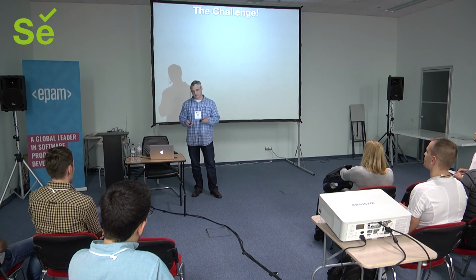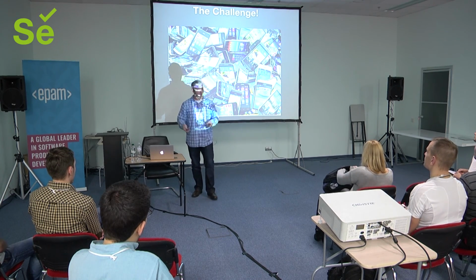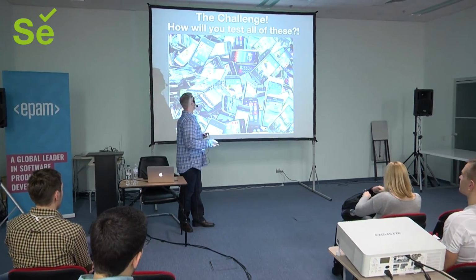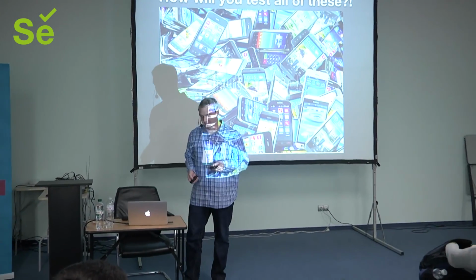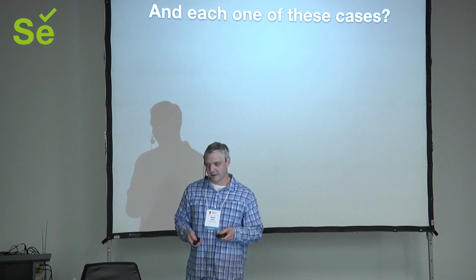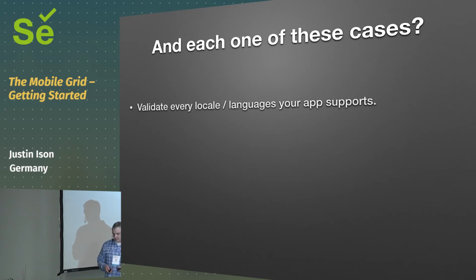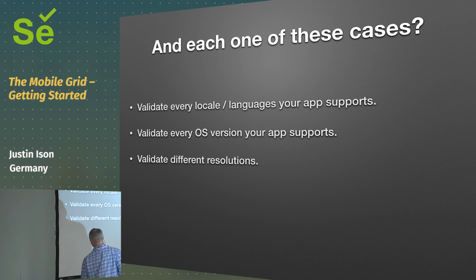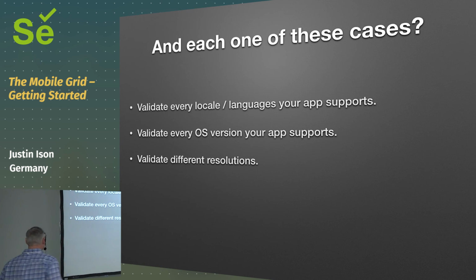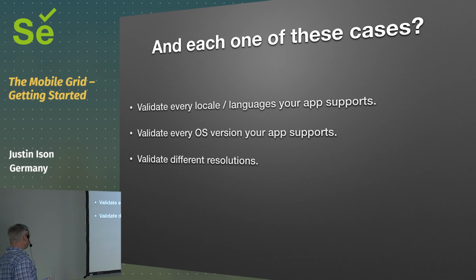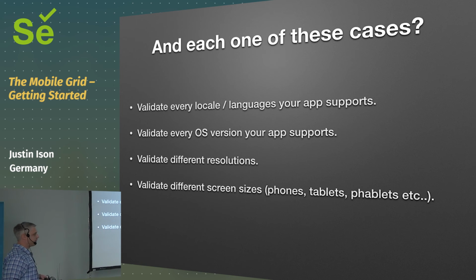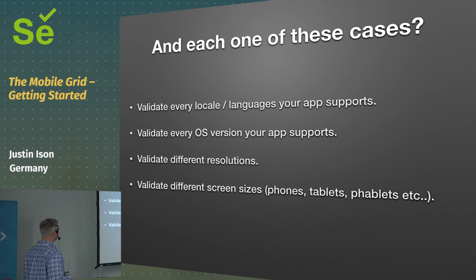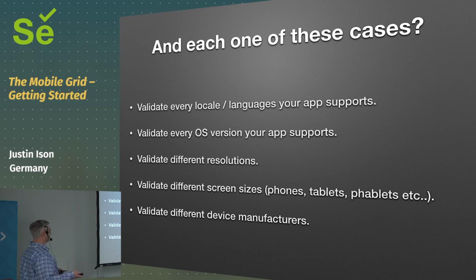So the challenge. You have all these devices, but how will you test and what will you do with these? In each one of these test cases, you want to validate every single locale language your app supports. You want to validate every OS version your app supports. And then validate different resolutions. Validate different screen sizes, phones, tablets, phablets, etc. Validate different device manufacturers.